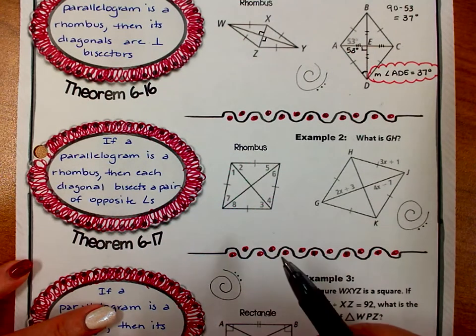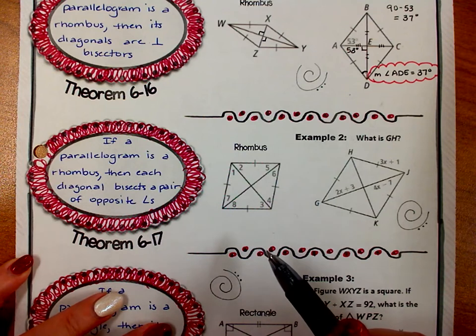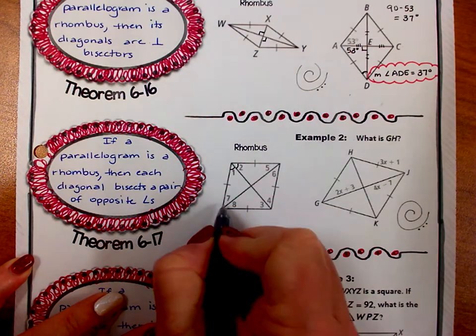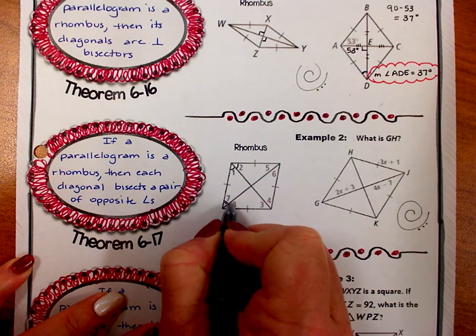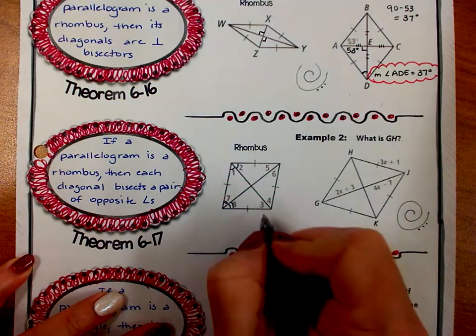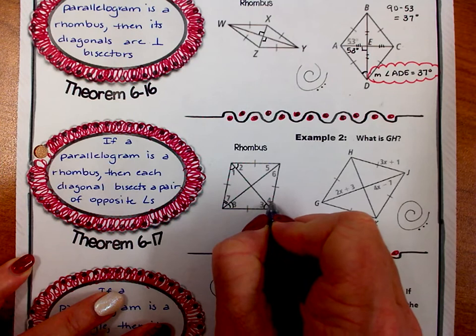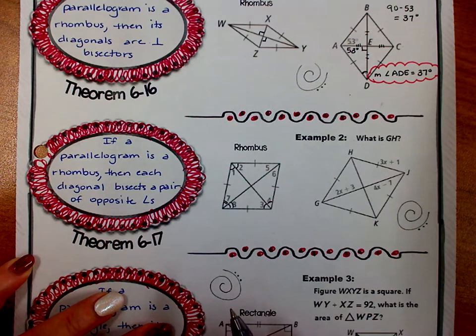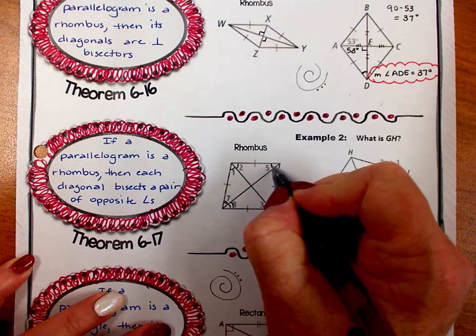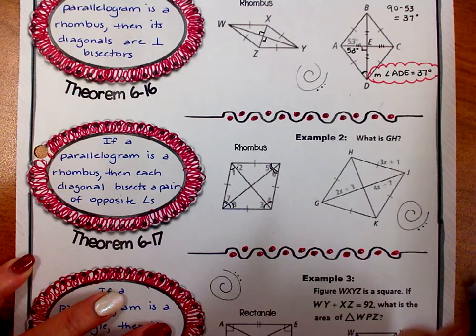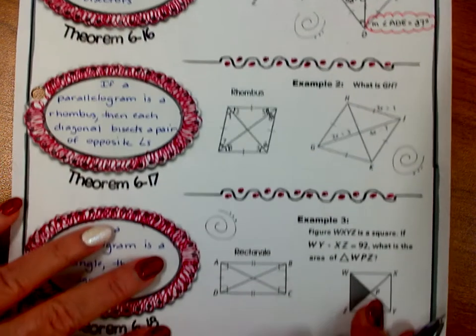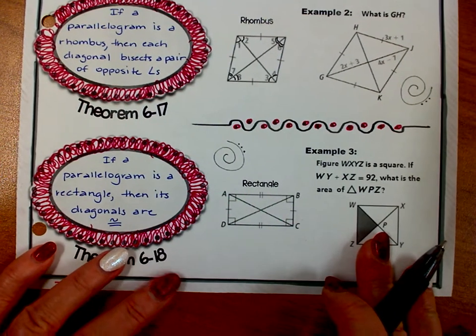All right, in this one, if a parallelogram is a rhombus, then each diagonal bisects a pair of opposite angles. So that means that angle 1 is congruent to angle 2. Angle 7 is congruent to angle 8. Angle 3 is congruent to angle 4, but it's also going to be congruent to 1 and 2 because opposite angles in a parallelogram are congruent, which means that angle 5 is going to be congruent to angle 6, but they are also going to be congruent to angle 7 and 8. Okay, and we'll come back to example 2 in just a second.